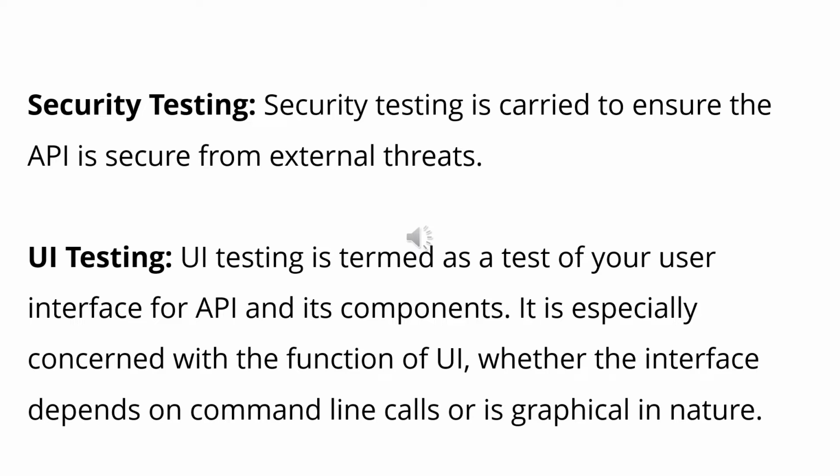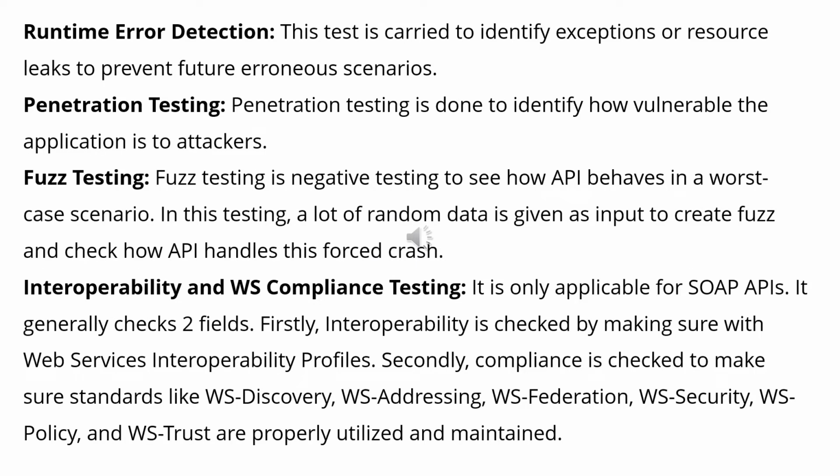UI testing. UI testing is termed as a test of your user interface for API and its components. It is especially concerned with the function of UI, whether the interface depends on command line calls or is graphical in nature. Runtime error detection. This test is carried to identify exceptions or resource leaks to prevent future erroneous scenarios.